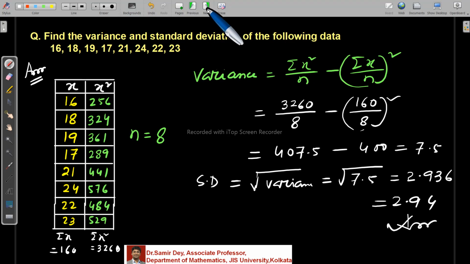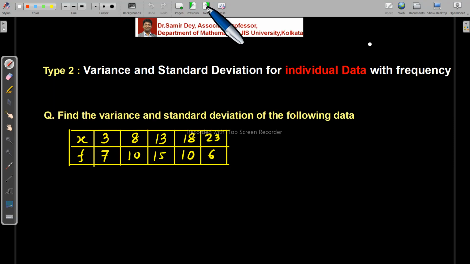Now I am going to discuss the second type. Please write down: the second type is variance and standard deviation for individual data with frequency. What does it mean? It is where you can see the value of x repeats. So here I have considered one question for this purpose. The question is, find the variance and standard deviation of the following data. Here x is the data and f indicates the frequency of that value.